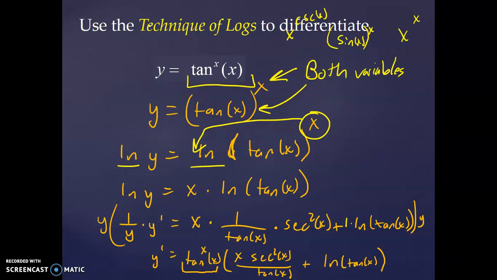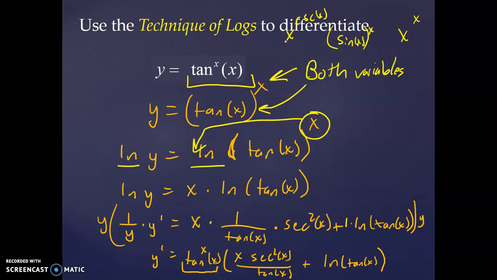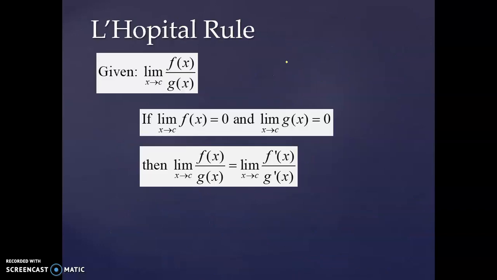So again, use the technique of logs when the base and the exponent both have variables, or when you have a really ugly fraction. All right, so that's where I would have gotten in 15 minutes. So it's a little bit faster if I have everything filled out, but possibly not as helpful. Anyway, picking up from here, we got into L'Hôpital's Rule.